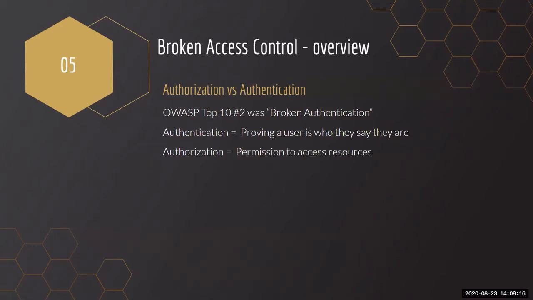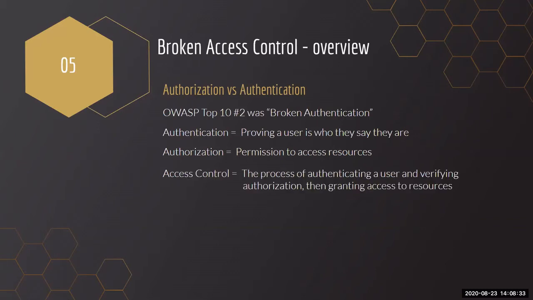However, the process of authorization is simply the permission to access resources. It's determining what permissions that user has after they've already authenticated. So authentication happens, then authorization. Access control, however, means the process of authenticating a user and verifying authorization, then granting access to resources. So there's 3 parts basically.